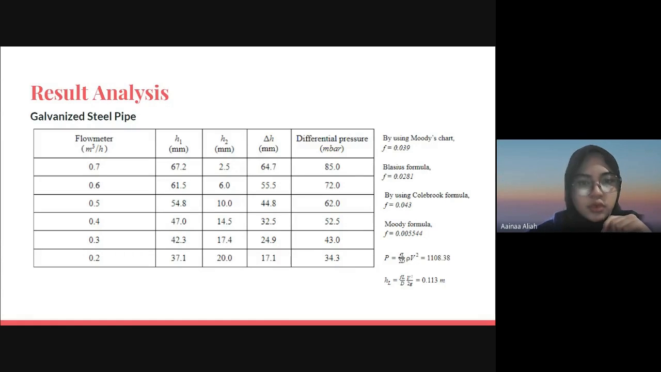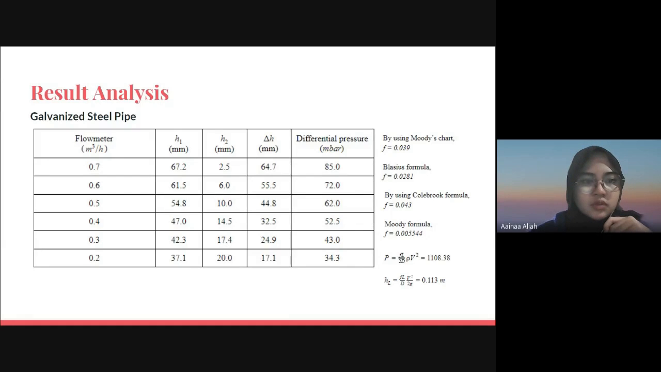Then we also need to calculate the equivalent roughness divided by the diameter of the pipe. For Moody's chart method, we use the chart to obtain the f, while the Blasius, Colebrook, and Moody formula methods are calculated by using their own formulas. After we obtain the f's by these 4 methods, we calculate the head loss by using the average f. So these are the f's and head loss obtained from the calculation for each type of pipe.